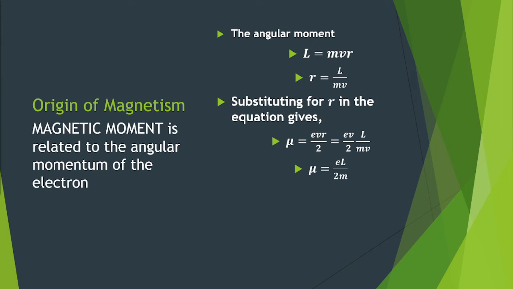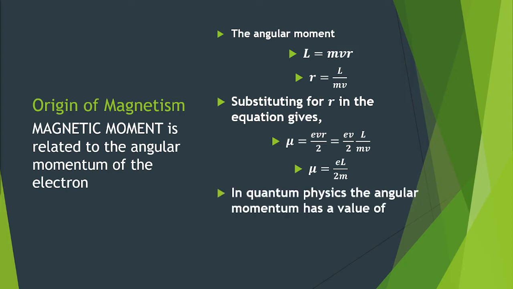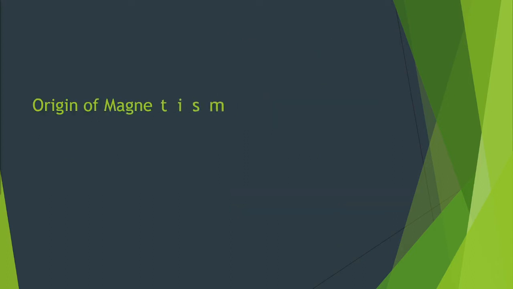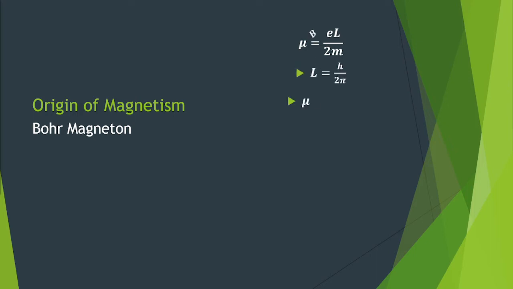Since we know that r is equal to L over mv, we plug it in. The resulting equation is mu is equal to e times the angular momentum L over 2 times m. In quantum mechanics, the angular momentum is a fundamental quantity and it has an equivalent formula equal to h over 2 pi, where h is the Planck's constant. We substitute the formula for L in our previous equation and find out that the magnetic moment of the hydrogen atom, also called the Bohr magneton, read as mu sub B, is equal to e times h over 4 pi times m.